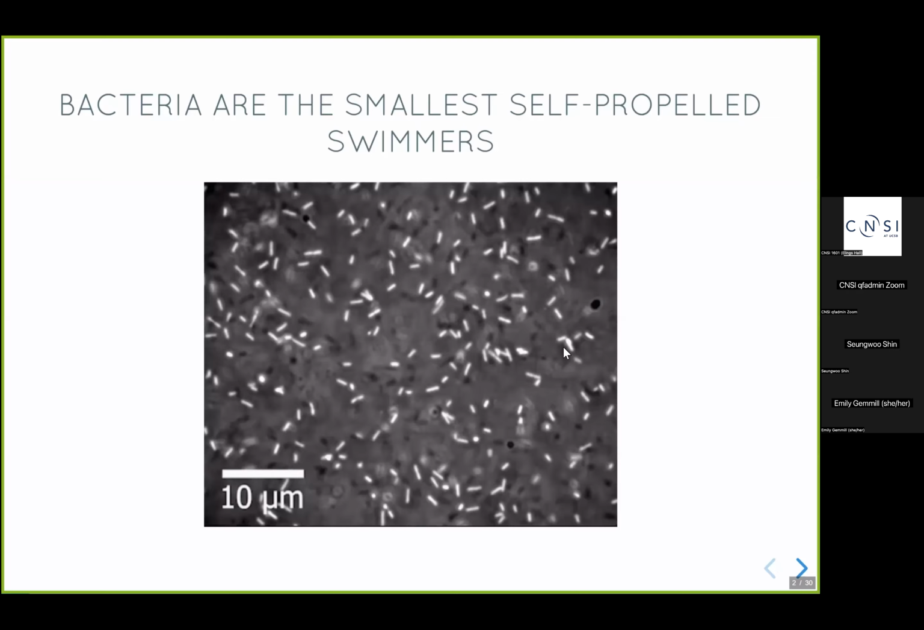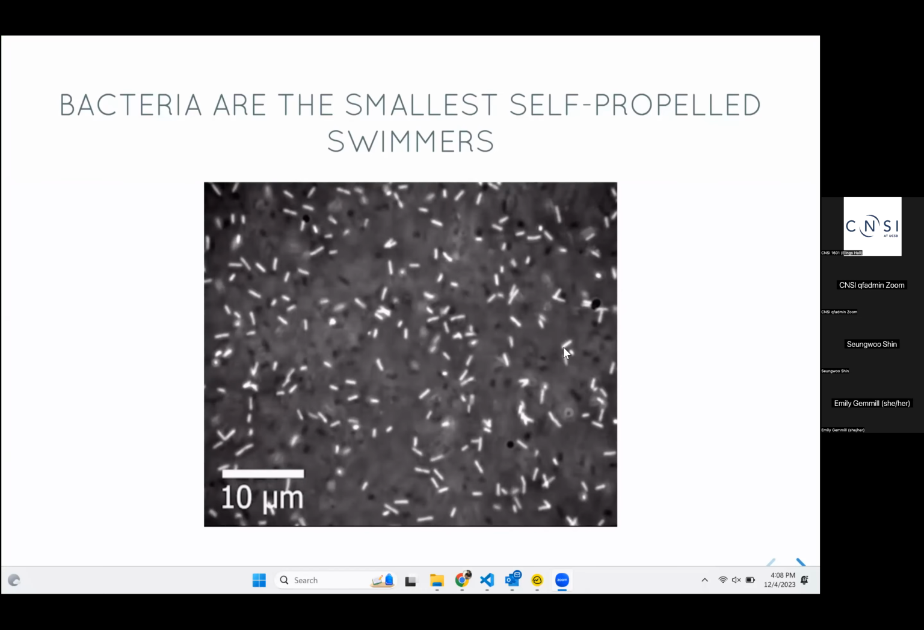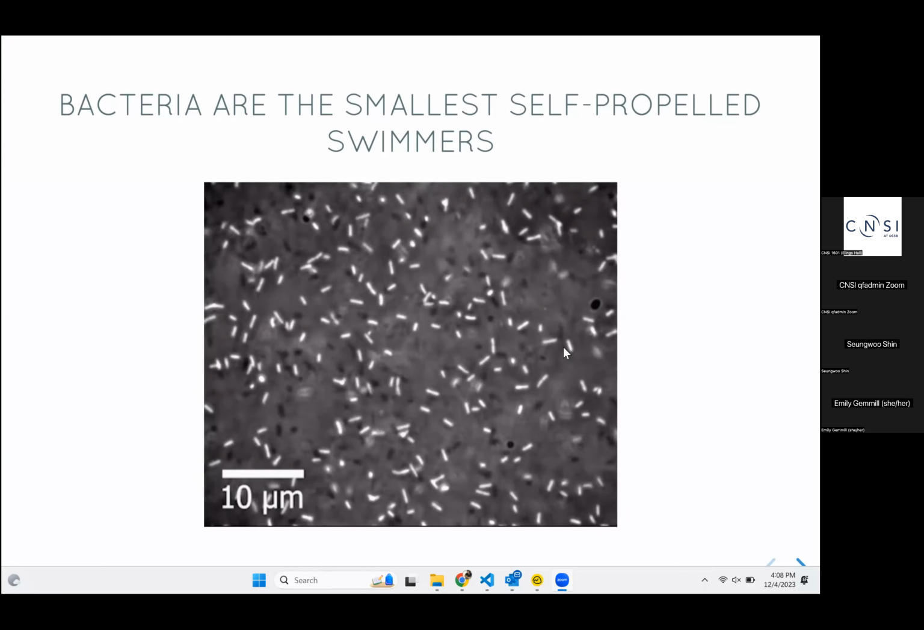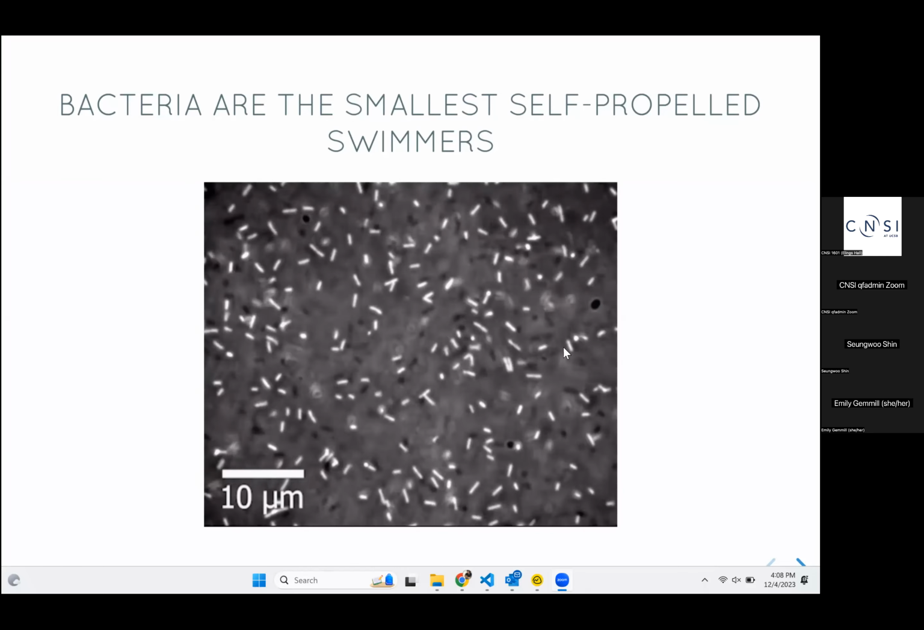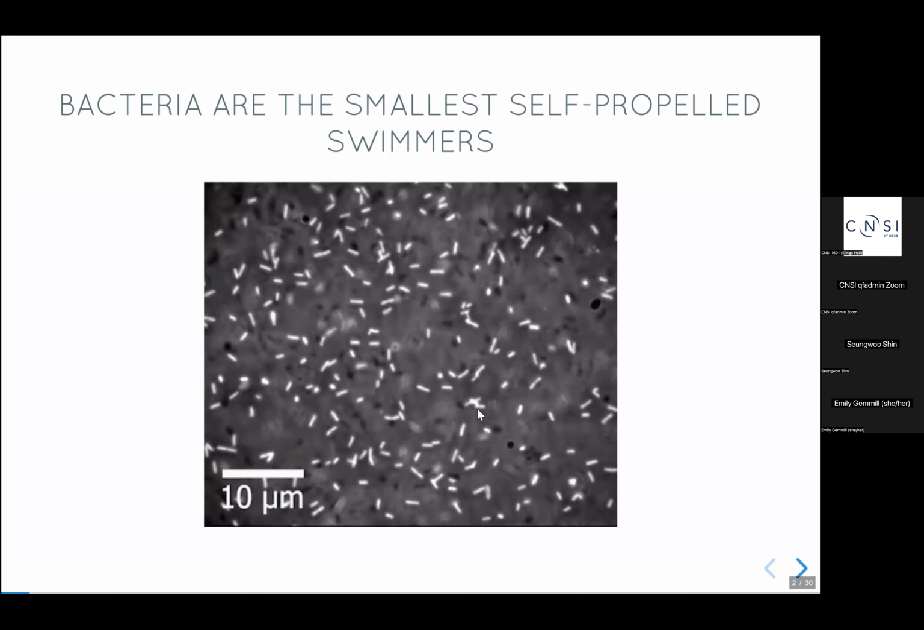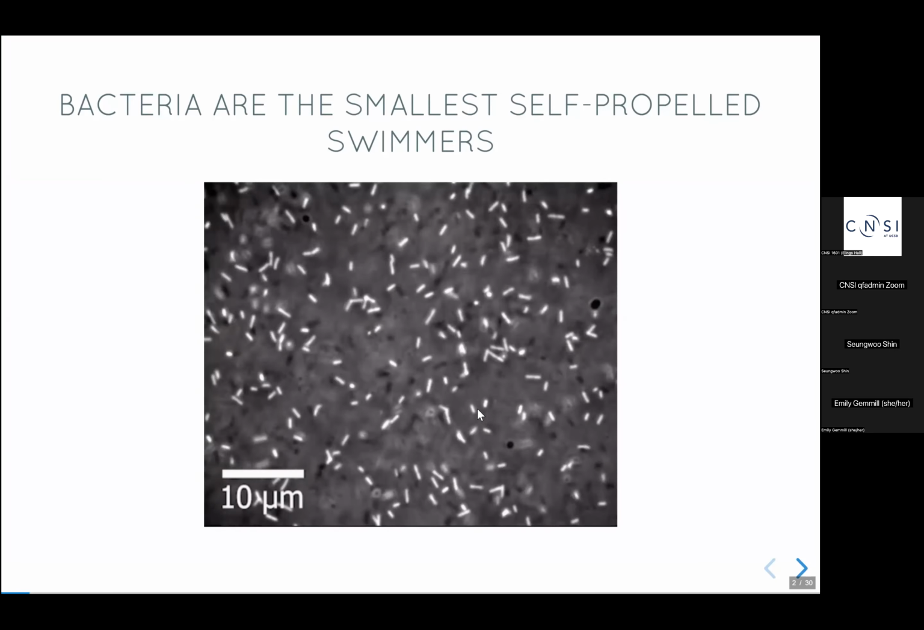The culture of E. coli. E. coli cells, if you look at them under the microscope, you see this really crazy movement going on all the time. Each of these cells is swimming at 10 to 20 times.